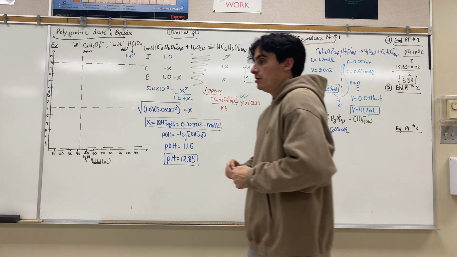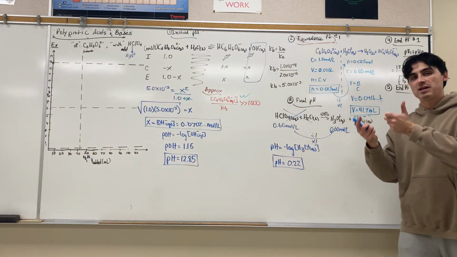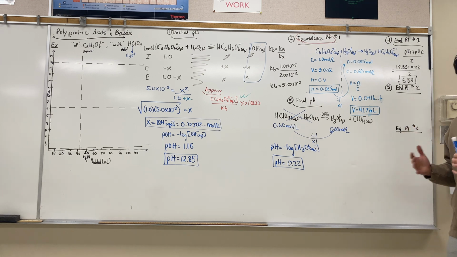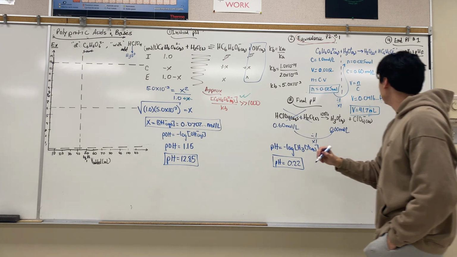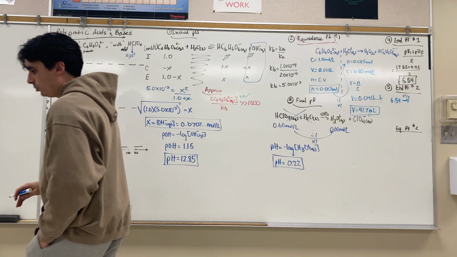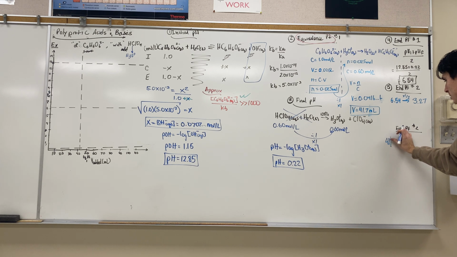Now, remember, to approximate the second endpoint and the second equivalence point, all we're going to do is double and half, double, comma, and half. So to find your second endpoint, you're going to take your first endpoint and cut it in half. So that's going to be, I think, 3.27 divided by 2. And to find your second equivalence point, you're going to take 41.7 and you're going to multiply by 2, and that's going to give me 83.4.